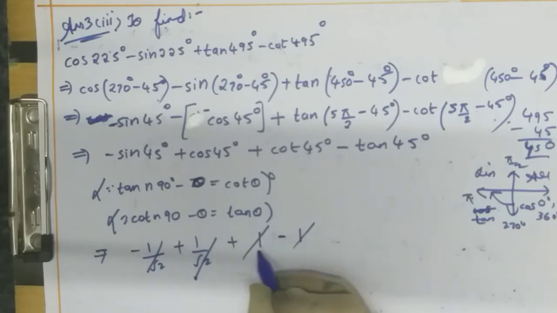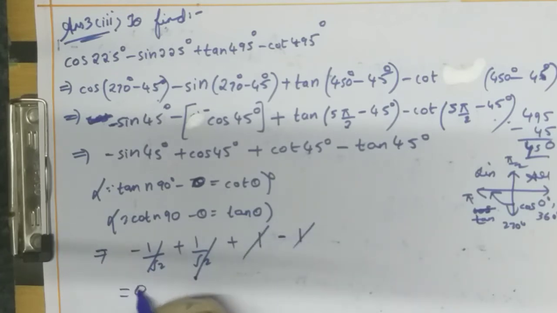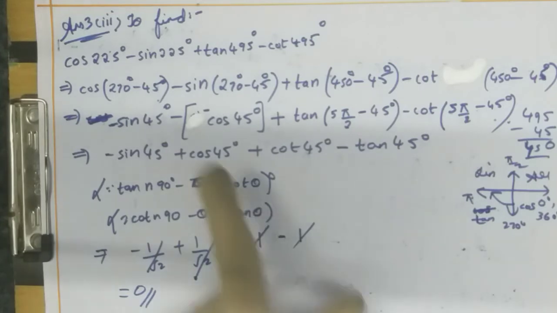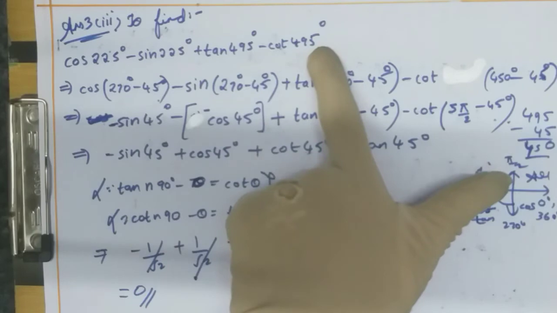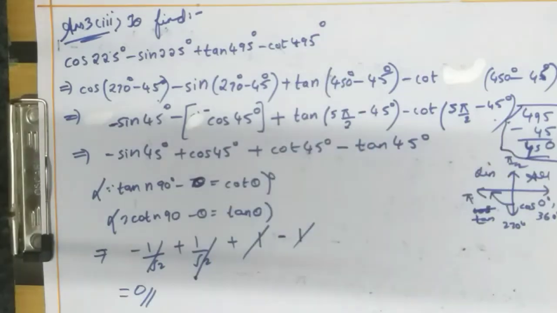Plus 1 minus 1 will get cancelled as both are of opposite signs. What is left? Only 0 is left. So we got the value of cos 225 minus sin 225 plus tan 495 minus cot 495 as 0.